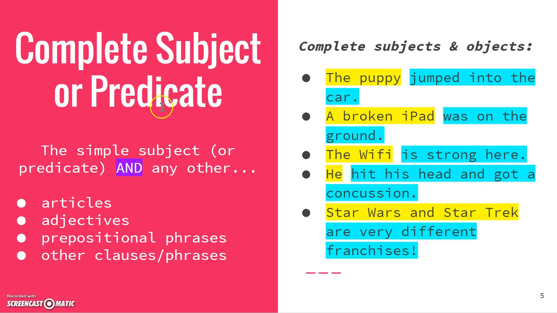The same concept applies to predicates. Jumped onto the car. Was on the ground. Is strong here. Hit his head and got a concussion. Are very different franchises. These second halves are the predicate, verb, plus the other prepositional phrases or adverbs or other words that we need to finish out the thought.